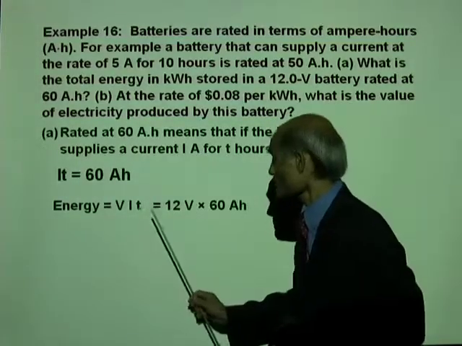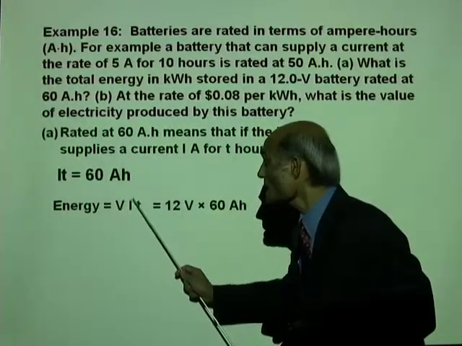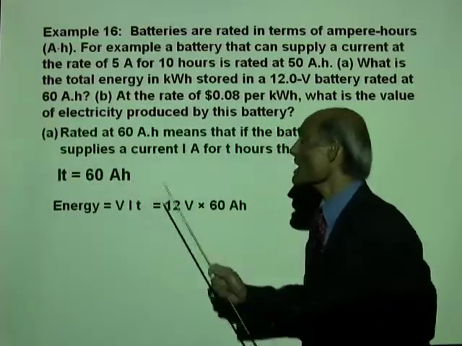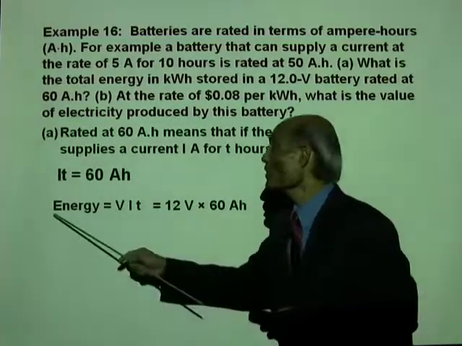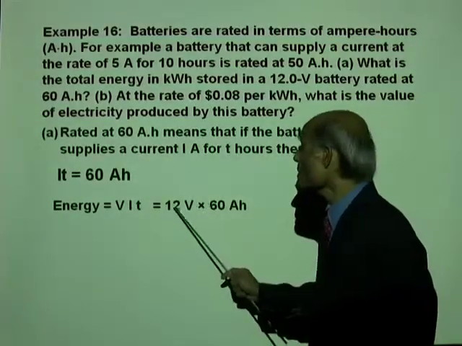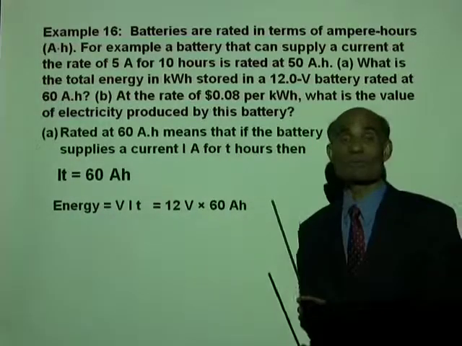Therefore, energy equals VIT and IT equals 60 ampere-hour. So the total energy the battery will supply will be 12 volts times 60 ampere-hour.